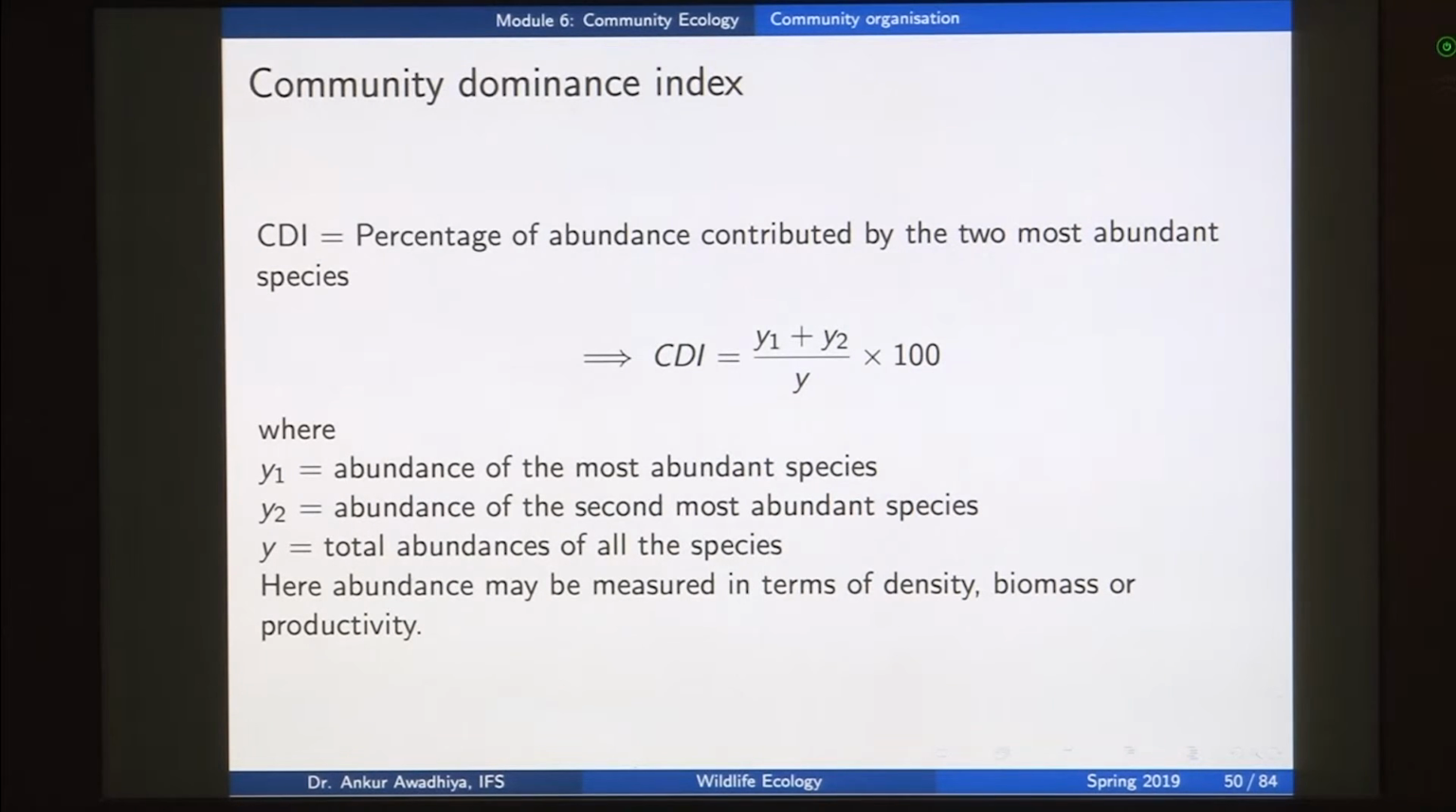So, y1 is the abundance of the most abundant species, y2 is the abundance of the second most abundant species, and y is the total abundance of all the species, and here abundance may be measured in terms of density, biomass or productivity. Now, why are we doing that? If we are talking about the abundance of one species, we are looking at the abundance of that particular species in the community, but it is often seen that there are a number of other species that are associated with the most dominant species.